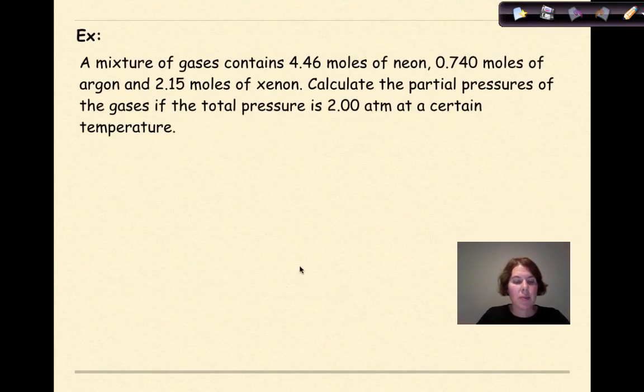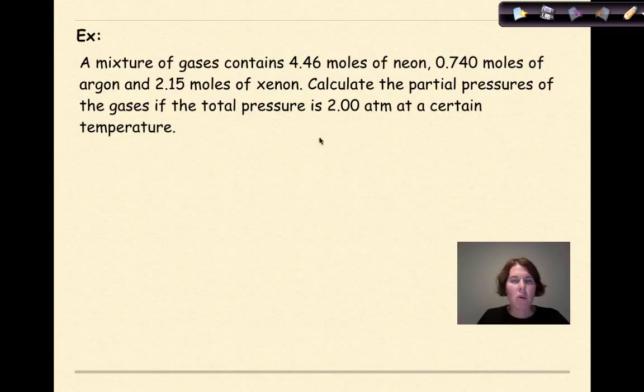So let's look at this example right here. A mixture of gases contains 4.46 moles of neon, 0.740 moles of argon, and 2.15 moles of xenon. Calculate the partial pressures of the gases if the total pressure is 2 atmospheres at a certain temperature. Alright, so the first thing that we need to do is we know that we're going to be calculating partial pressures of each of these gases. So we're going to need to figure out a mole fraction.